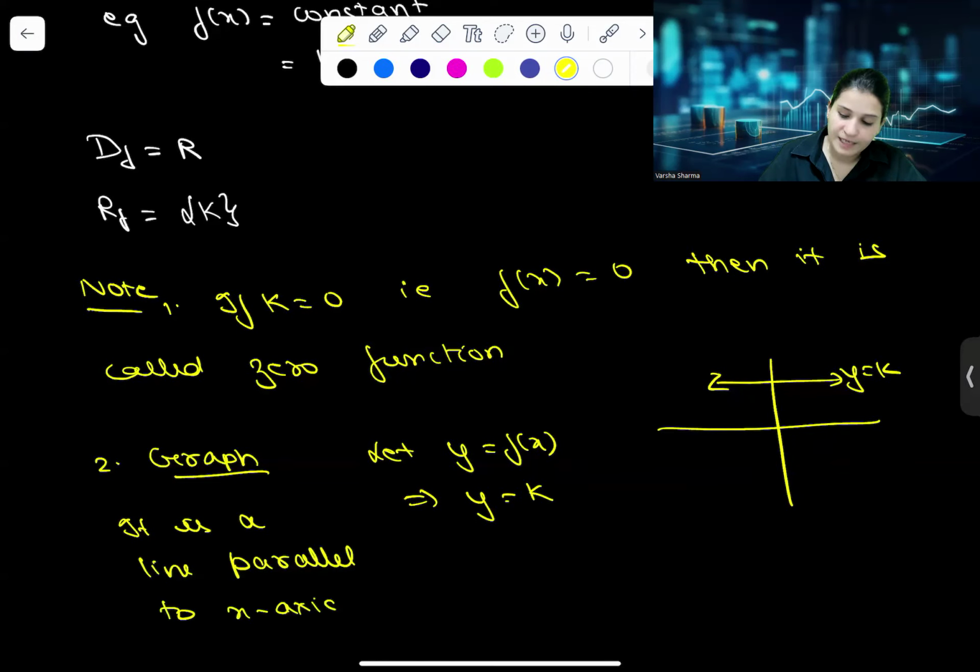It is a line parallel to the x-axis. y equal to 1, y equal to 2, y equal to 3, they are all going to be horizontal lines. Understood? Yes, ma'am. All of you understood? Yes, ma'am.